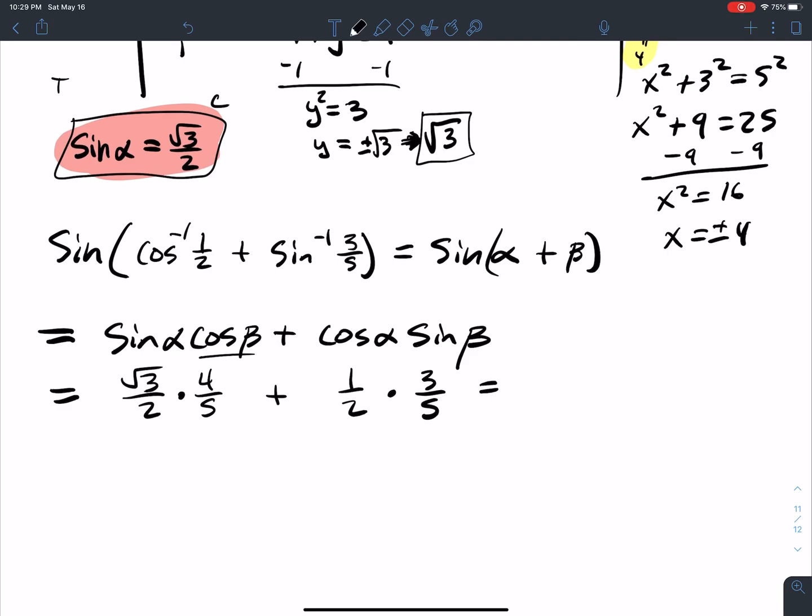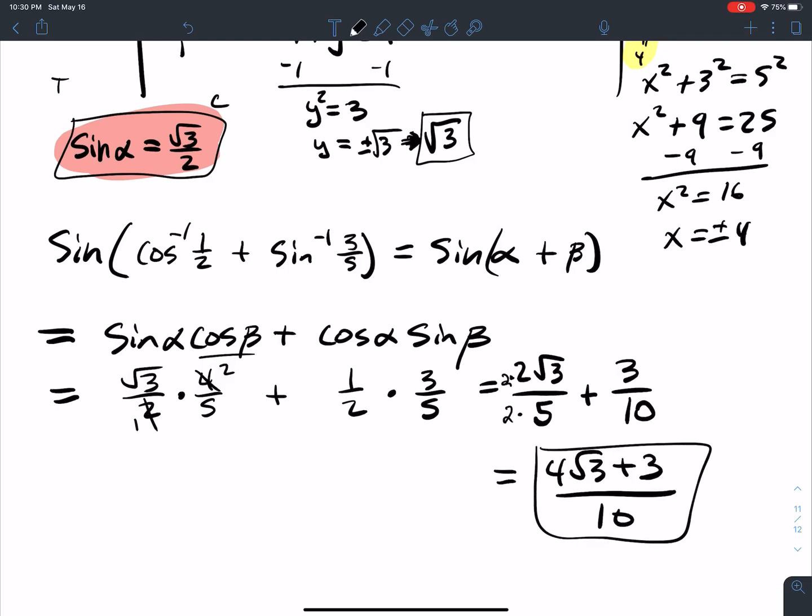So this is going to be, well, these 2's cancel, get 2 here and 1 there. And so I get 2 square root 3 over 5 plus 3 over 10. If you were itching to get a common denominator, you could multiply top and bottom by 2. And you'd end up getting 4 square root 3 plus 3 over 10. I would probably be okay with that answer, but if you want to get a common denominator and make it look like what the back of the book says, that's fine. Okay.